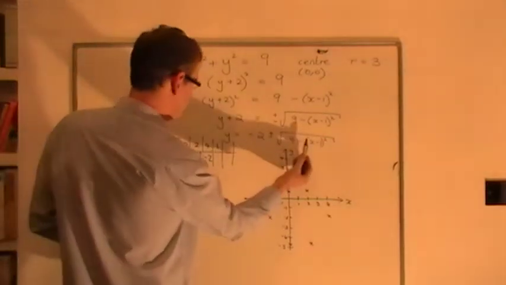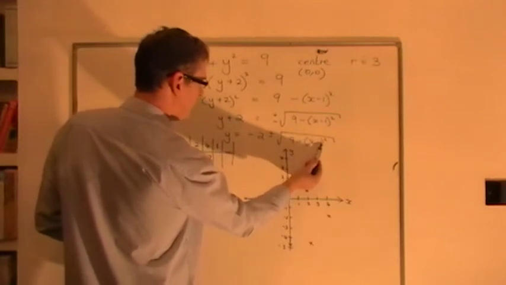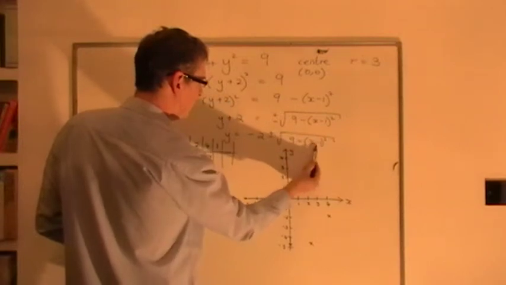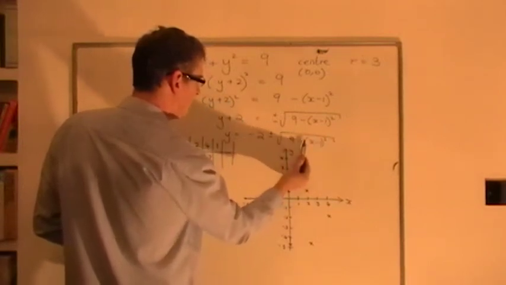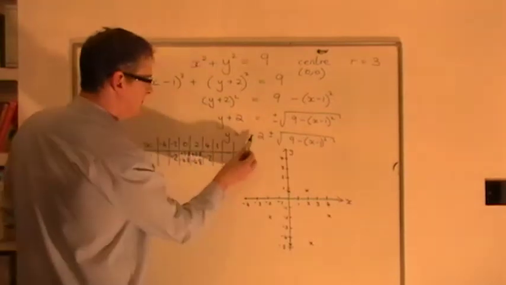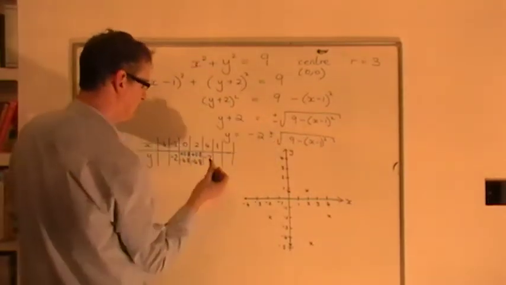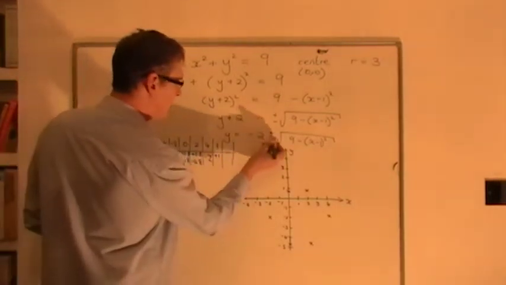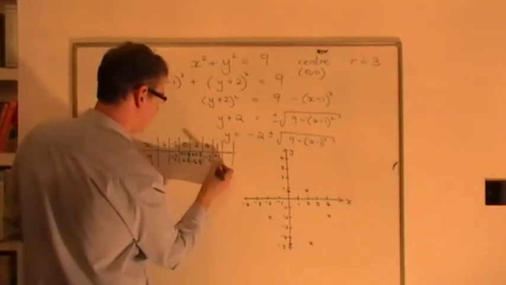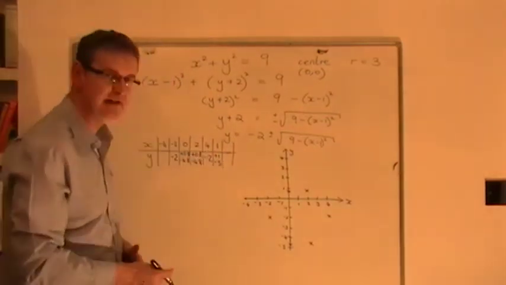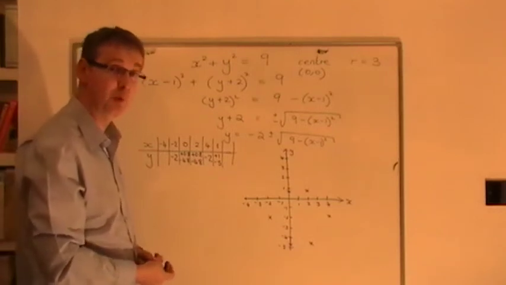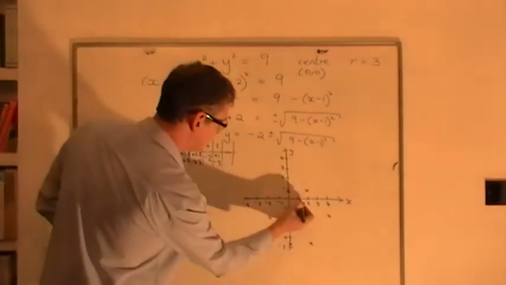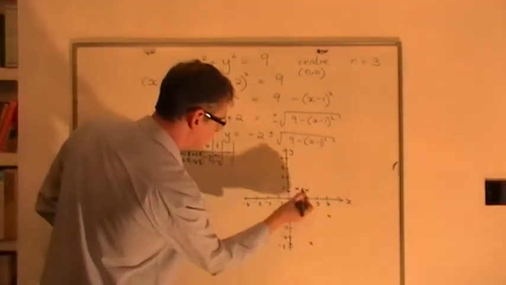Okay, so you're going to get 1 take away 1 is nothing. Nothing squared is nothing. 9 take nothing is 9. The square root of 9 is 3. So you're getting minus 2 plus 3, that's plus 1, or minus 2 take away 3, which is negative 5. So once again you're getting two different magnitudes. One is a plus 1, the other is a minus 5. So at 1 for x, you go up to plus 1 for y.